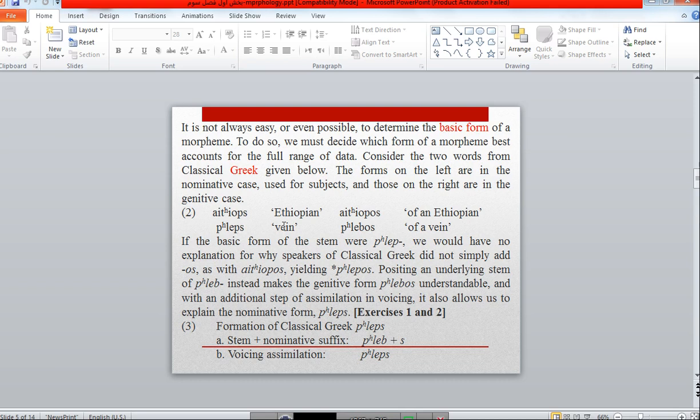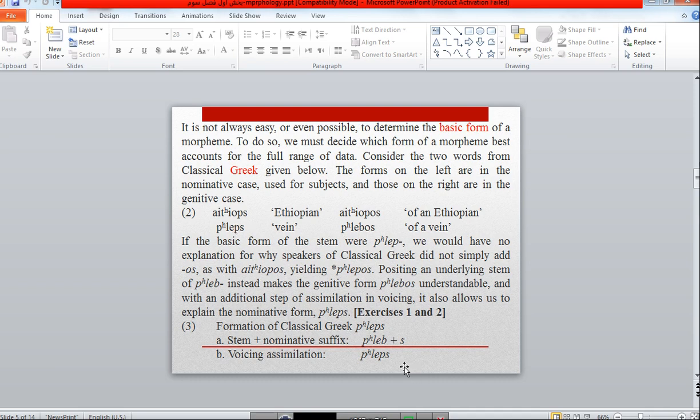For example, we would produce plepos. Why? Positing an underlying stem of pleb instead makes the genitive form plebos understandable. With an additional step of assimilation and voicing, it also allows us to explain the nominative form plebs. So pleb is the basic form. In the genitive form, we add just os to it, and we have plebos. That's okay. But why do we have p here instead of b?